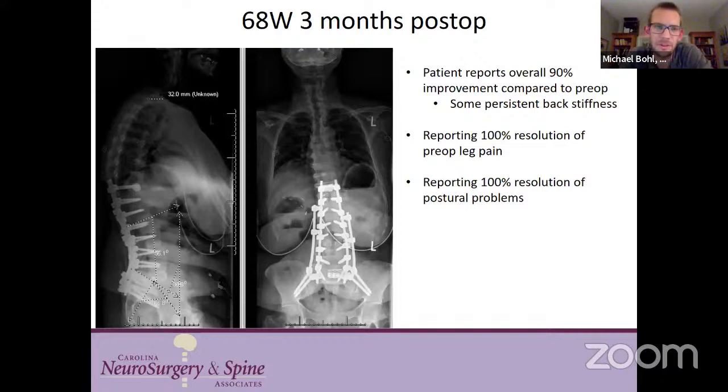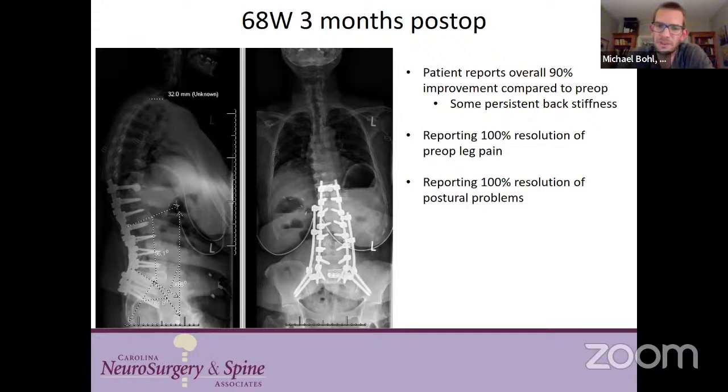And this is her 3-month post-op follow-up, and she's doing really well. I ask all my patients just what percentage better or worse they feel compared to before surgery, and overall she feels 90% better. The last 10% is some back stiffness, which I think at 3 months is not unreasonable. She's doing PT now to help with that.